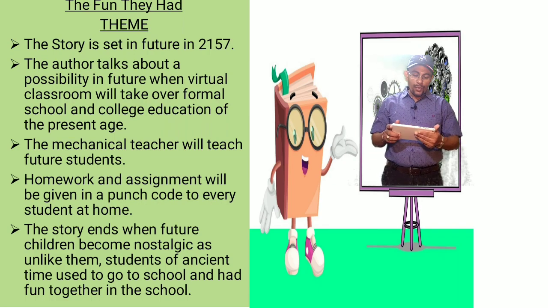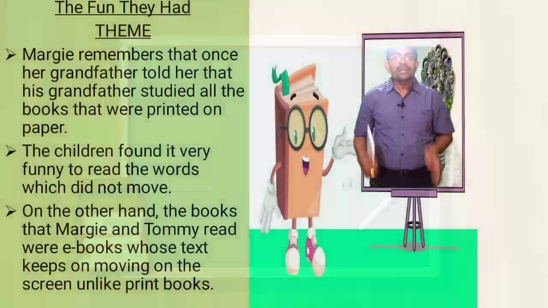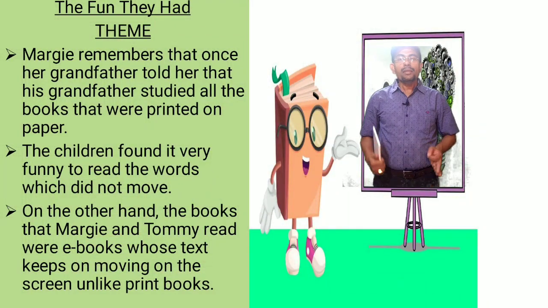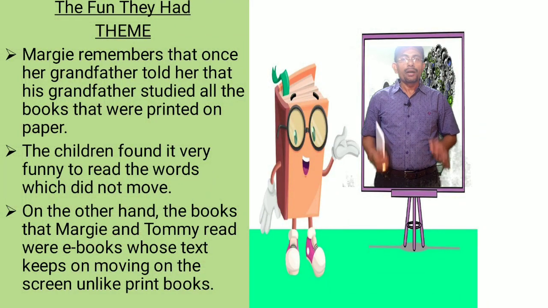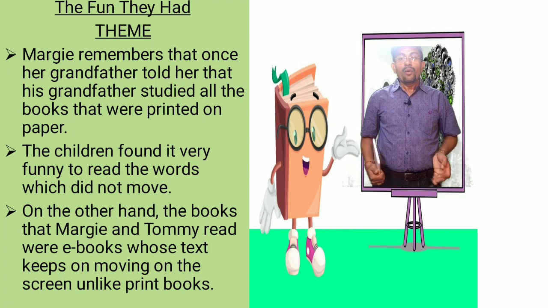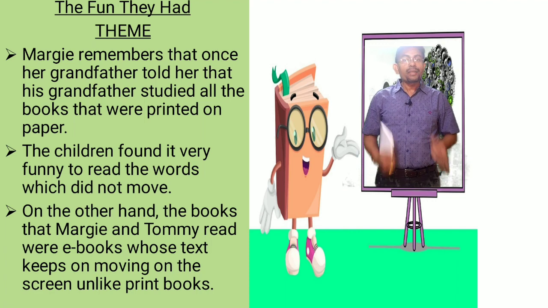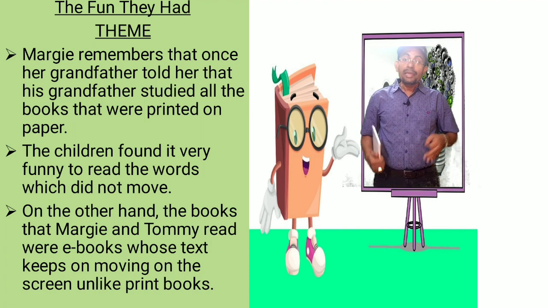Now let's move on to the story sequence. The main character of the story is Margie. Margie remembers that once her grandmother told her that his grandfather studied all the books that were printed on paper. The children found it very funny to read the words which did not move. On the other hand, the books that Margie and Tommy read were e-books whose text keeps on moving on the screen, unlike print books.